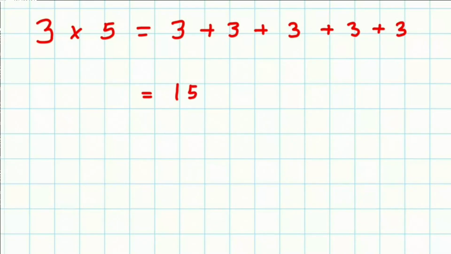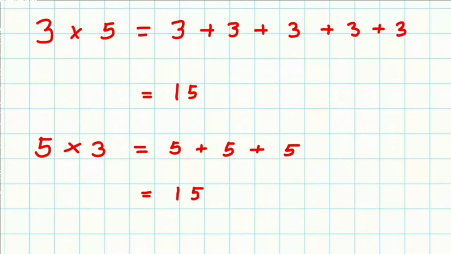Now some people might say it's the other way around. This 3 times 5 actually means 5 3 times. Or we could say 5 times 3. Now if we said 5 times 3 to give 5 plus 5 plus 5, we add this together as well and we get a total of 15. So we get the same answer regardless of whichever way round we add it.